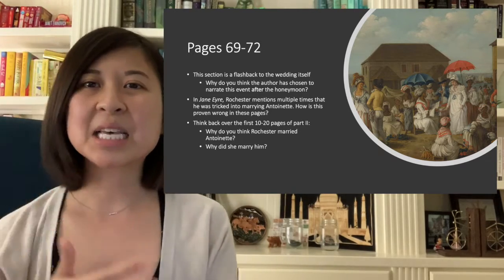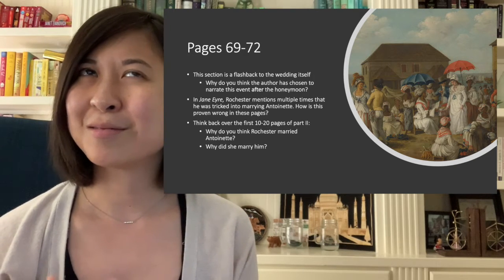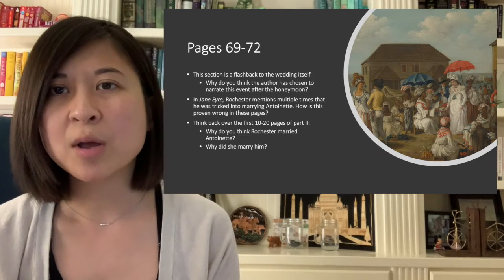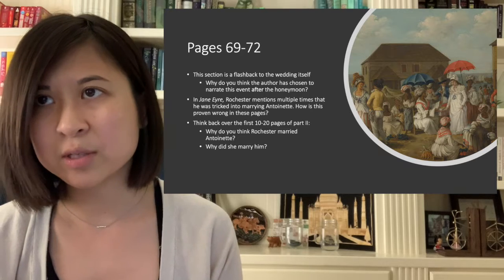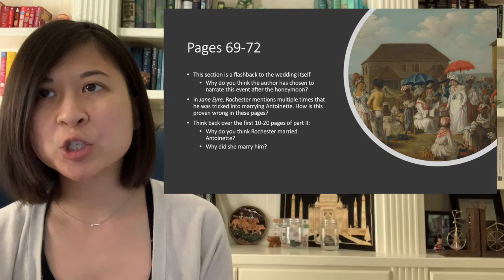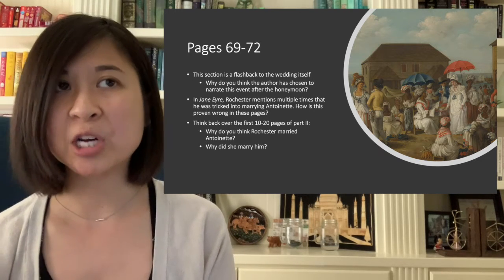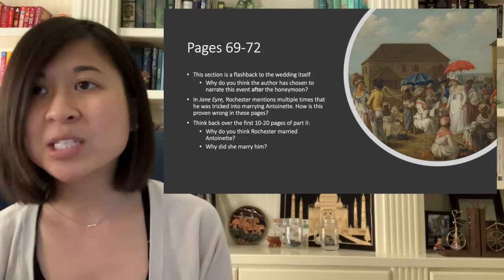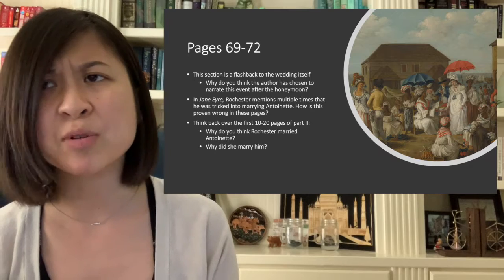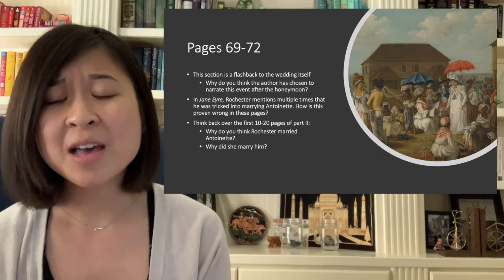What is the significance of Rochester mentioning the wedding afterwards? I also want you to remember in Jane Eyre, Rochester mentions very explicitly to Jane, oh, I was tricked into this marriage. I was forced into this marriage. I had no idea. I was in love with Antoinette, or I thought I was in love. I was blindly in love. She blinded me, you know, and I want you to think about how that is proven wrong in these pages.